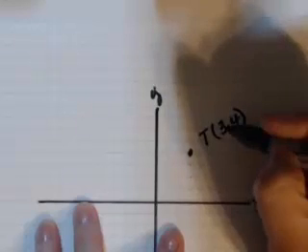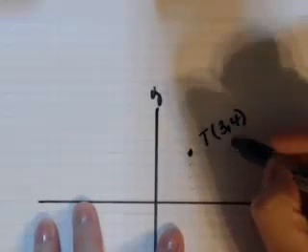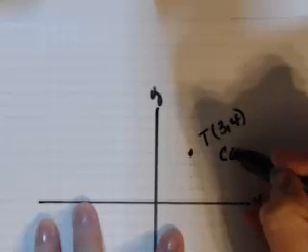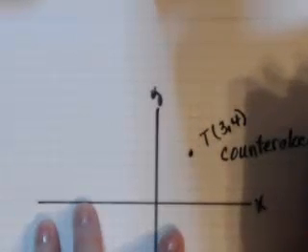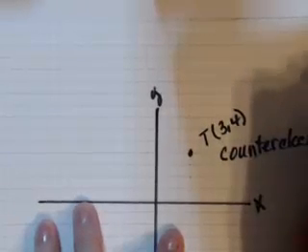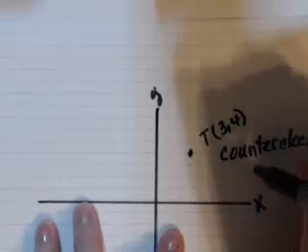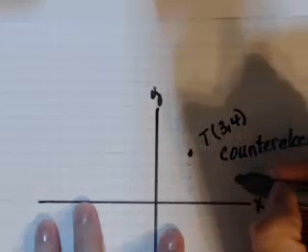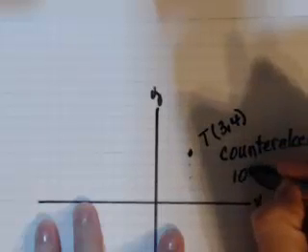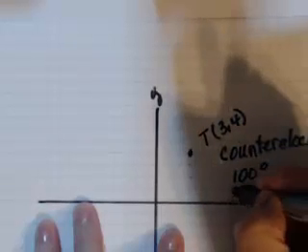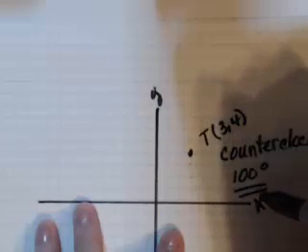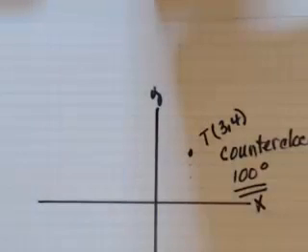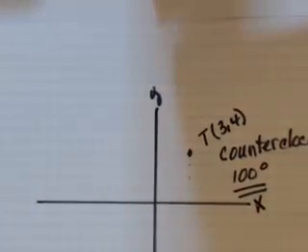And let's say that I want to rotate this counterclockwise. And I want to go 100 degrees. So not only am I going to need my compass, but I'm going to need my protractor as well. So find your protractor.